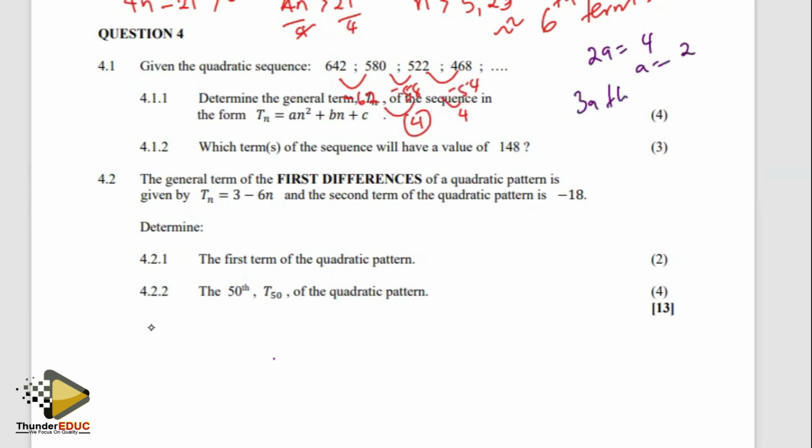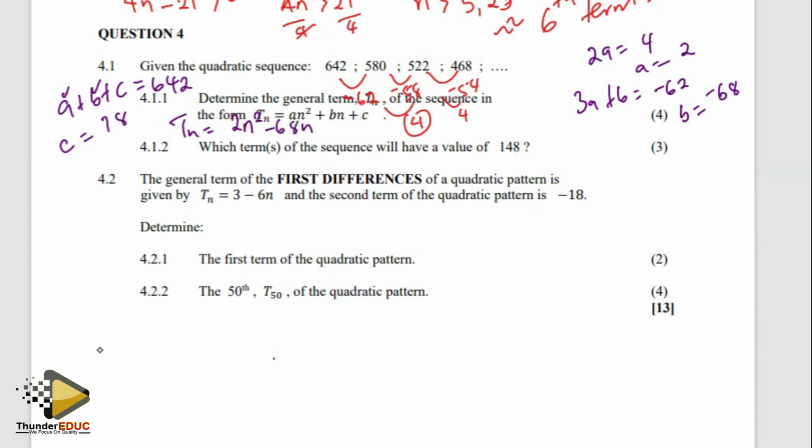Then 3A plus B is going to be negative 62. When I replace A with a 2, which means my B is going to be negative 56. Then we know that A plus B plus C must give us the 642. Replacing A with a 2 and then B with a negative 68, which means that C is going to be 78. Meaning that the Tn is going to be 2n squared minus 68n plus 78.